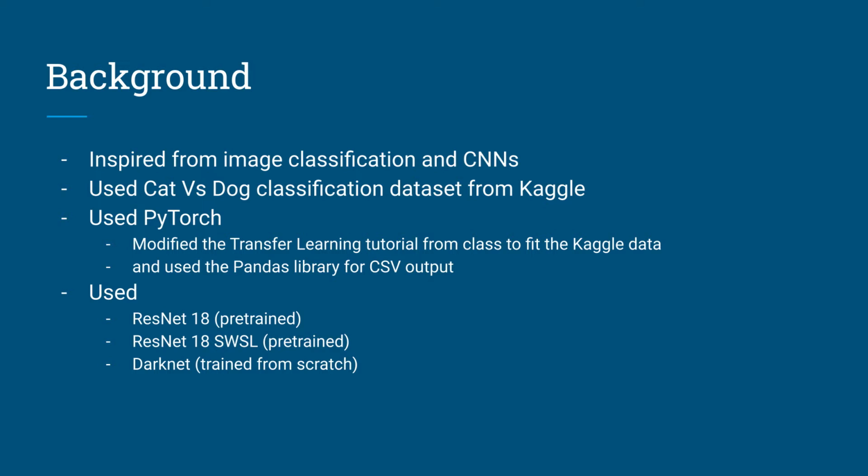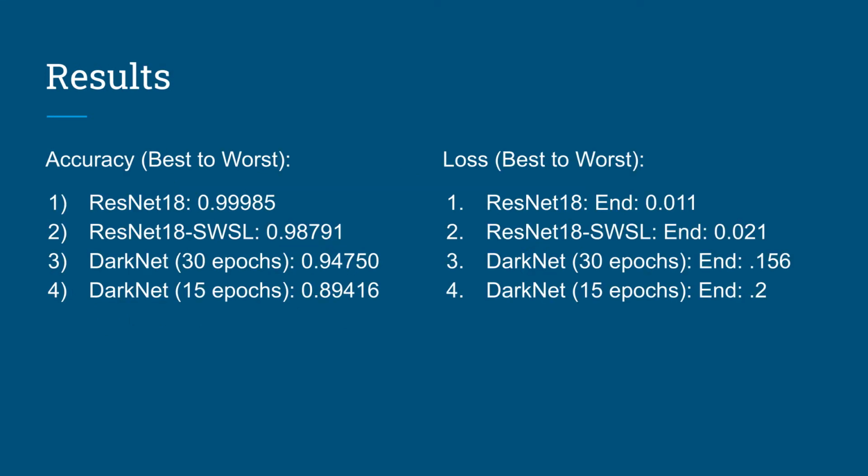We also used the pandas library in order to get a CSV file which stored our data so we could upload it onto the Kaggle website to get our score. We used 3 models for this project: ResNet 18, ResNet 18 SWSL, which were both pre-trained, and a modified version of DarkNet, which we had to train from scratch. Now let's look at the results.